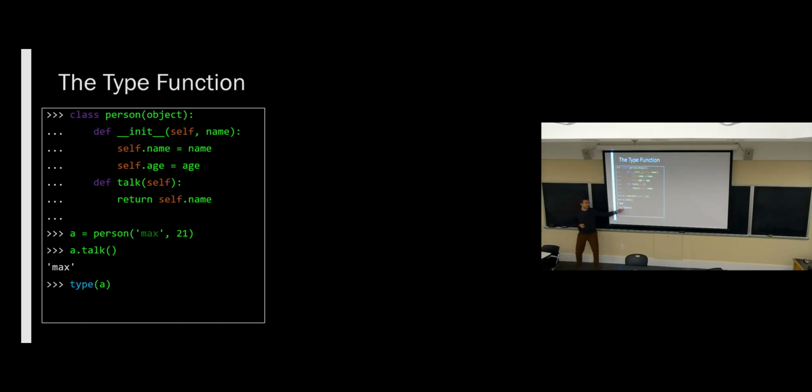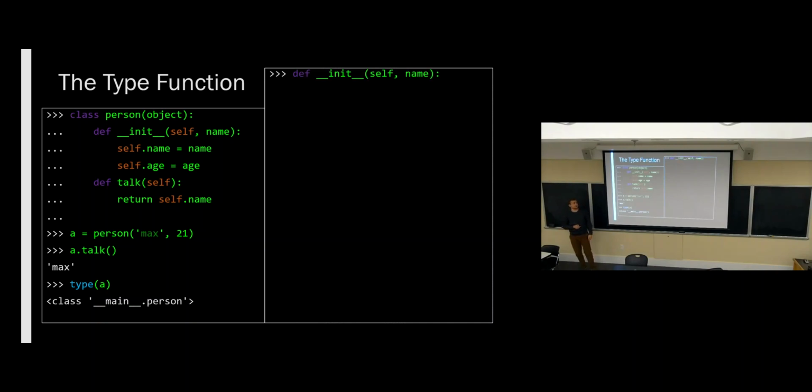So what do we expect here? Person, yeah. A is an instance of person. That's how we're used to seeing this function be used. We're used to seeing it as an inspector, a way to inspect the class of some object. But it turns out there's another way to use the type function, and it's for class creation. So instead of inspecting the type of something, we can create a type. And the way we do that is a little weird.